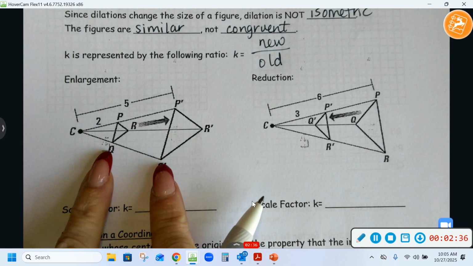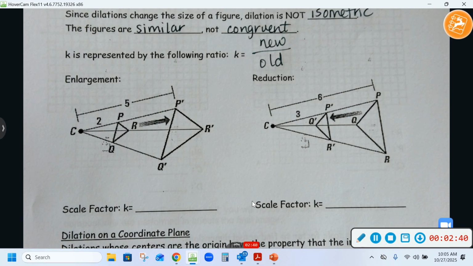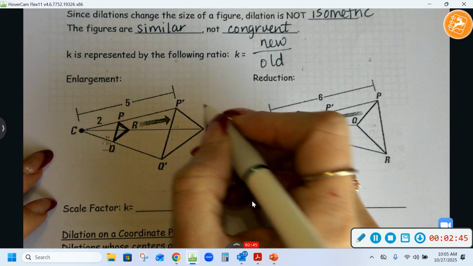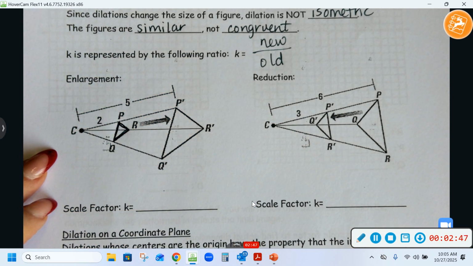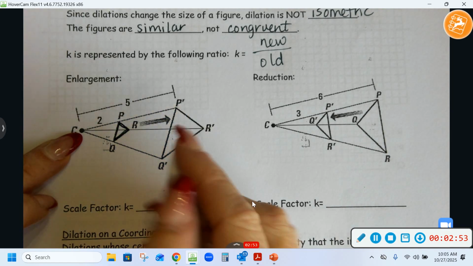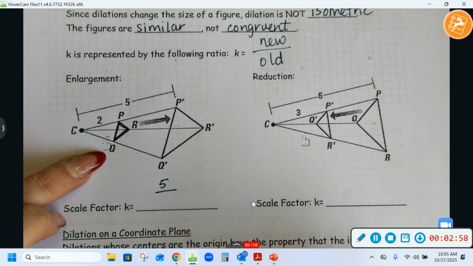So, with my triangles PQR, which one is the pre-image? The small one or the large one? Small one. That's exactly right, because it does not have the little tick mark. It doesn't have prime on there. So the new one from the center point C is 5, and the old one, the pre-image, is 2. So there's my scale factor, 5 over 2, or 2.5, but I'm going to leave it like that. So it got larger because it's greater than 1.